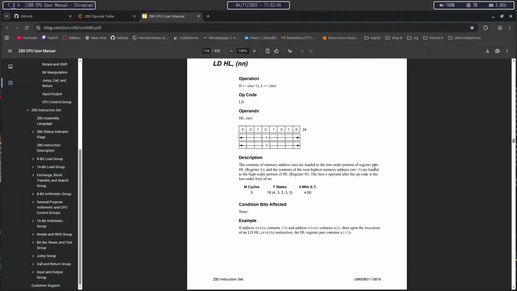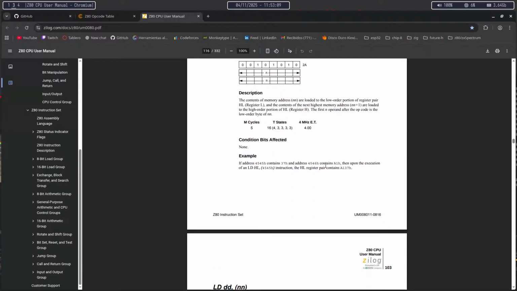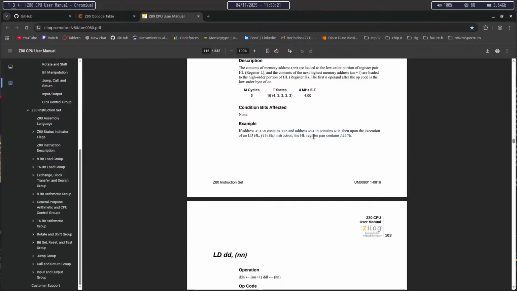Alright. So the contents of memory address NN are loaded to the low order portion of register pair HL, register L, and the contents of the next highest memory address NN+1 are loaded to the high order portion of HL. Okay, the first N operand after the opcode is the low order byte of NN. So if address 4545H contains 37H and the address 4546H contains A1H, then upon the execution of the instruction, L will contain 37H.